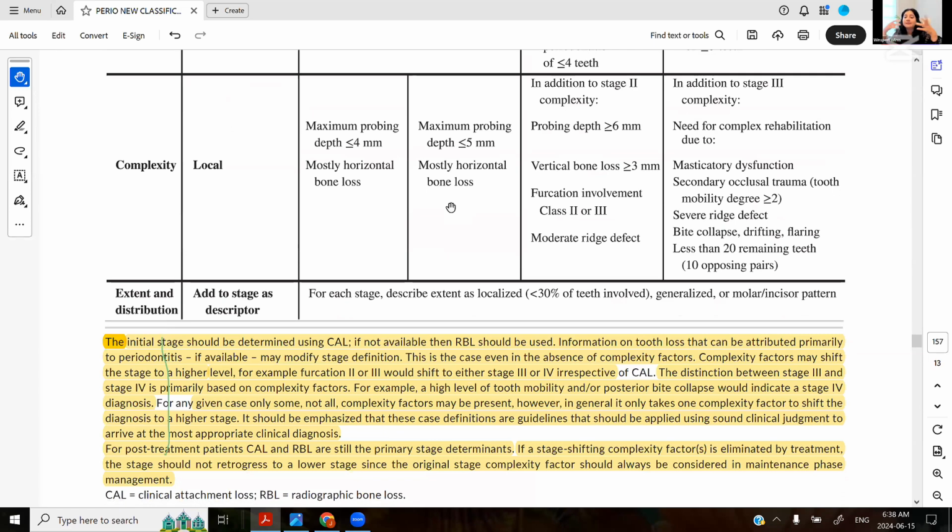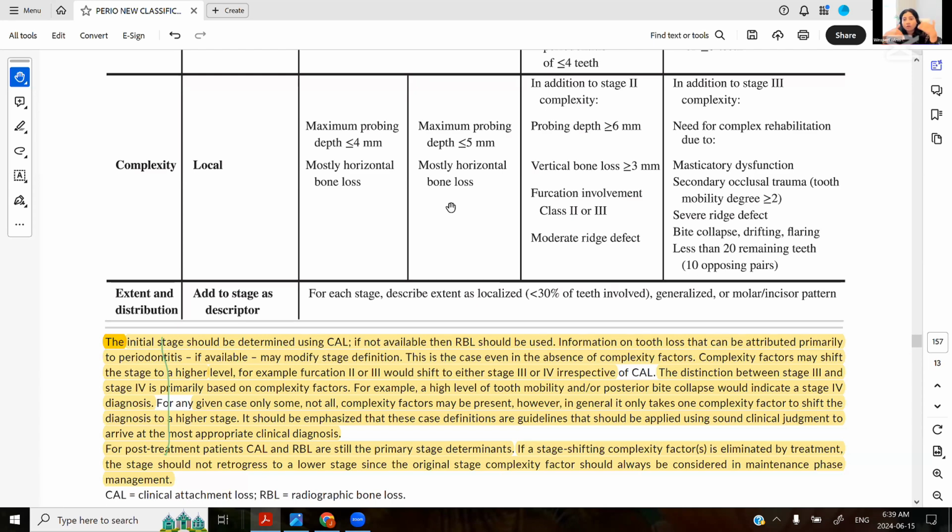Now let's look at the complexity factors, which help us immediately define the stage. So stages 1 and 2 definitely have less than 4 or 5 mm probing depths. The bone loss is mostly horizontal in the periodontitis. But in 3 and 4, the complexity factors start. Probing depths are higher, 6 or more, right? Attachment loss is 5 and more. Probing depth is 6 or more. Vertical bone loss is established. Furcation is established. Moderate ridge defect is also seen.